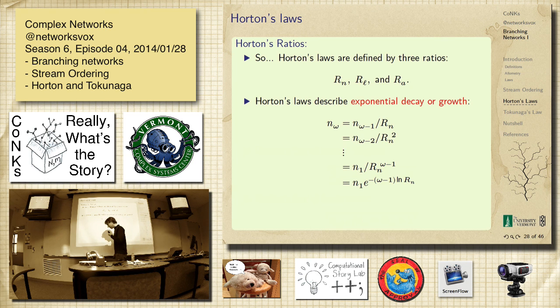If you think about these, this is an artifact of the way we've broken the network up. They give you exponential growth or decay, right? So if you look at the number of streams of order omega, you divide by Rn for the previous one, and then we keep going down and down. Eventually we'll get to N1. And you have to write down that last line. We know we're getting to N1, right? We're decrementing through here, and every time we're adding 1 to this side.